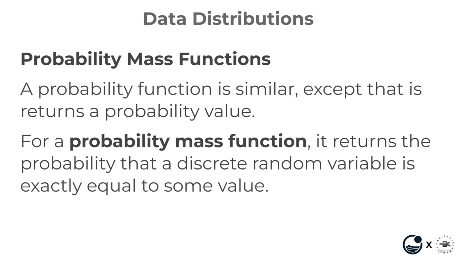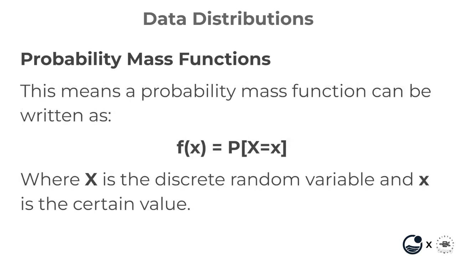Let's dive into that idea a little further. This means a probability mass function can be written as the following. f of x is equal to the probability that X is equal to some particular value, that is a particular probability value, where capital X is the discrete random variable and x is the certain value.